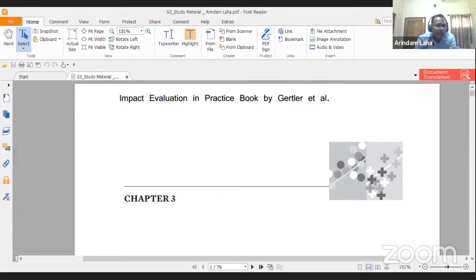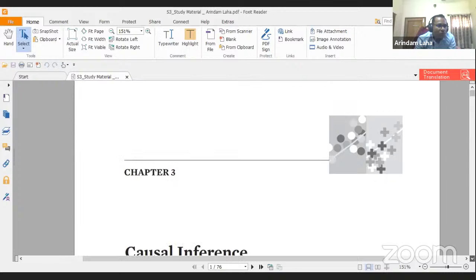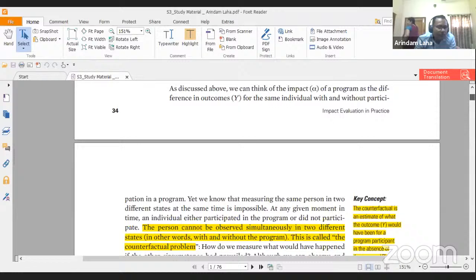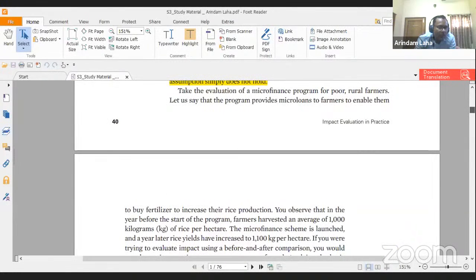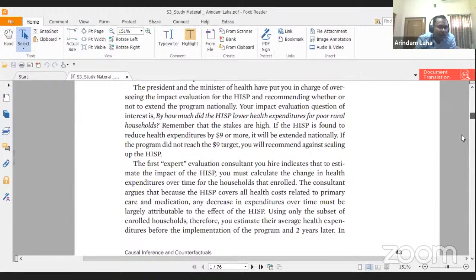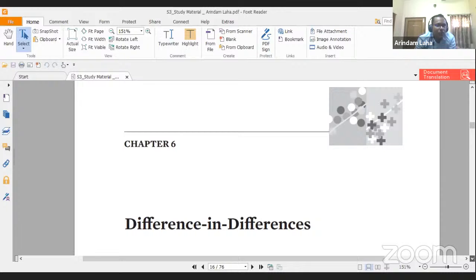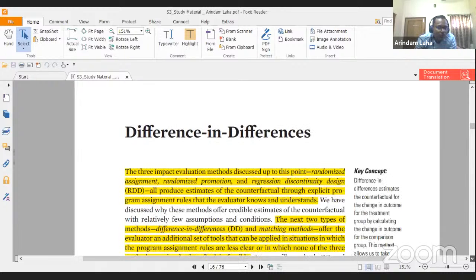From Gertler et al., I have given you two different chapters. Chapter 3 is on causal inference and counterfactuals. Whatever I have said, I have already given it. So this is the material.